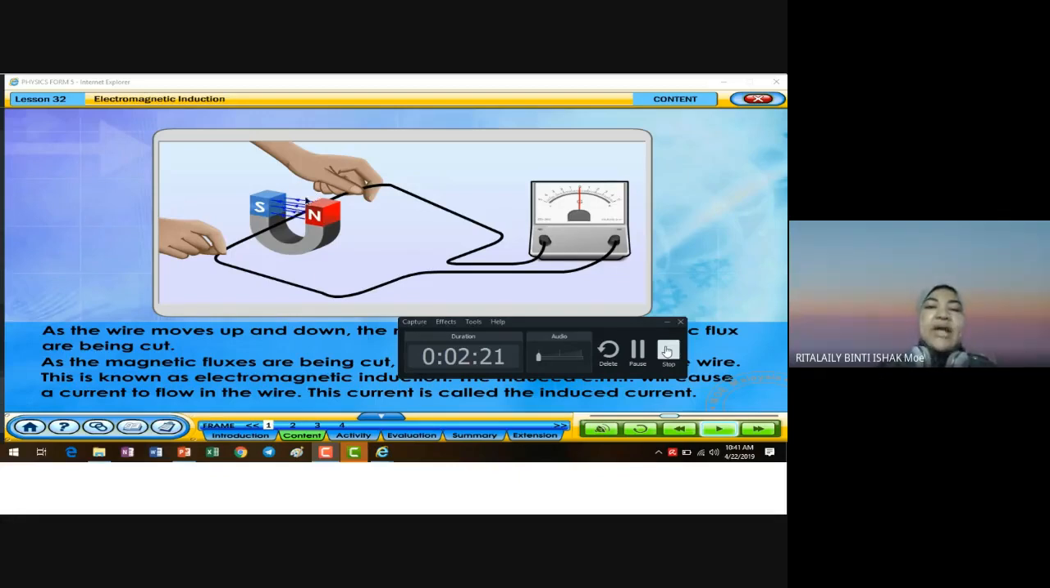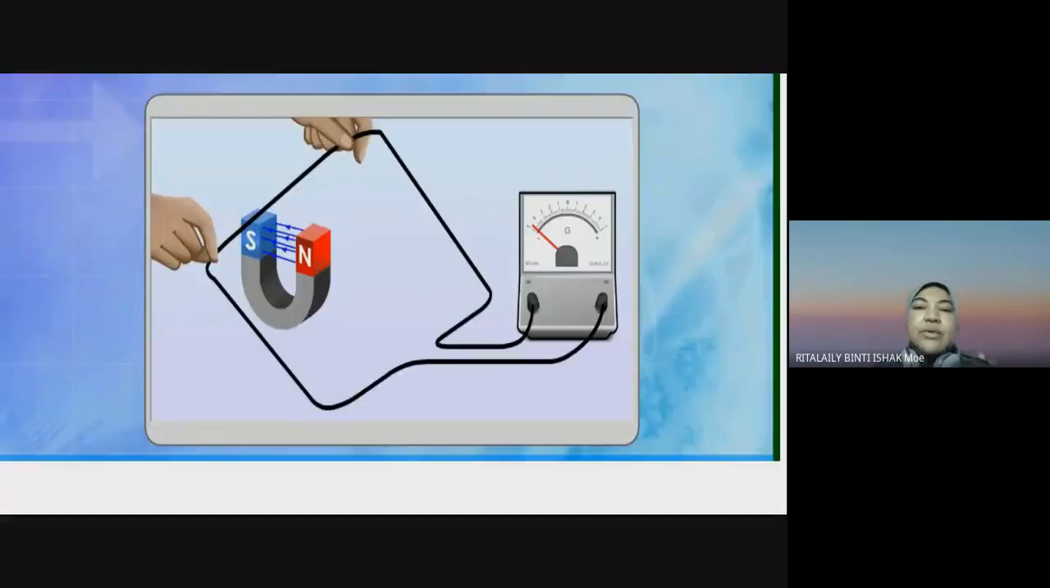Okay, so as we move the conductor in between of the two polarity of the magnet, we are cutting the magnetic flux. Okay, so as we cut the magnetic flux, EMF is induced in the conductor. So when we have an EMF, then we will cause current to flow in the wire. Okay, so the current that flow is known as induced current. So this is how we produce current using magnet. Okay, so we are going to look at one more situation.